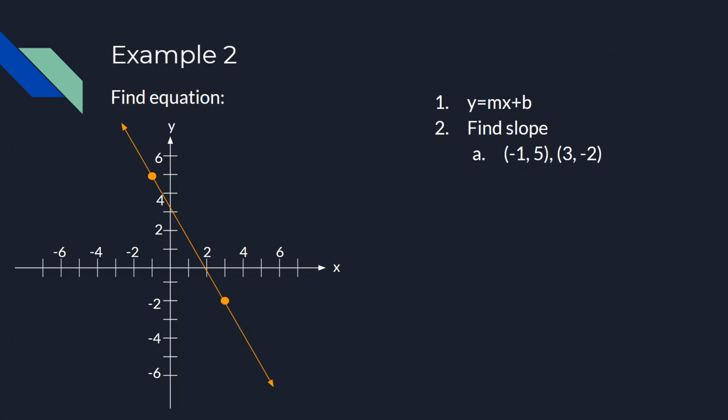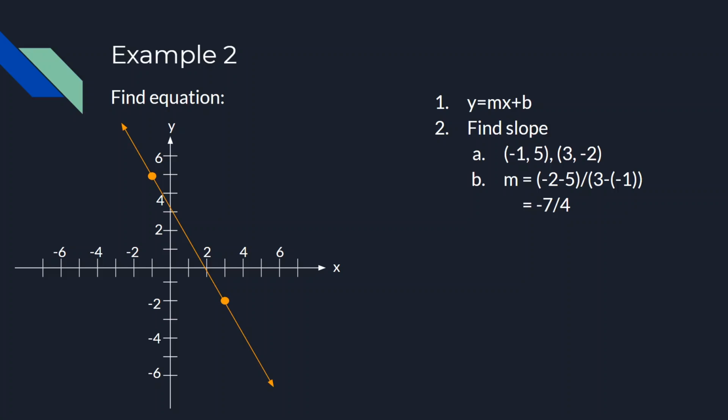The slope is equal to rise over run, or y2 minus y1 divided by x2 minus x1. We choose one of the points to be 1, and the other point will be point 2. y1 is the y value of the first point, x1 is the x value of the first point, and y2, x2 are the y and x values of the second point respectively. If we choose negative 1, 5 to be point 1 and 3, negative 2 to be point 2, then the slope is negative 2 minus 5 divided by 3 minus negative 1, or negative 7 over 4.